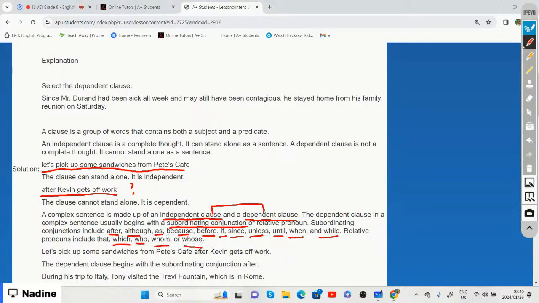And if we look at an example, it says, "Let's pick up some sandwiches from Pete's Cafe after Kevin gets off work." So this is now basically putting the two together, right? And there we have the word "after," which is our subordinating conjunction, and that is the beginning of a dependent clause.